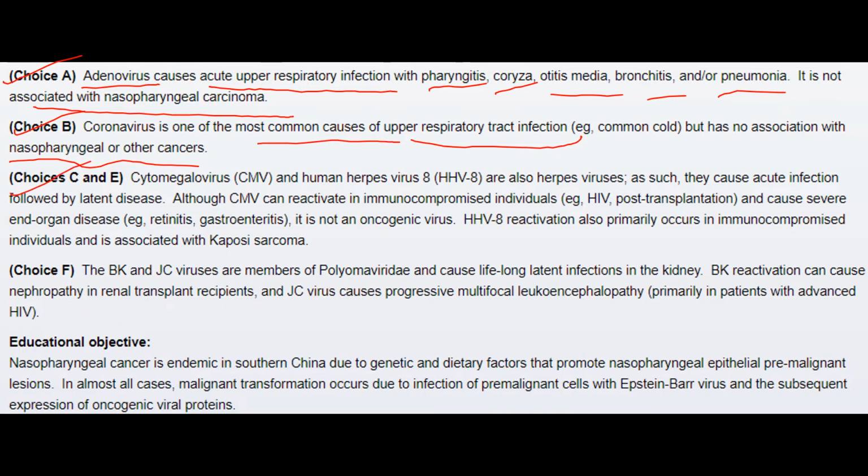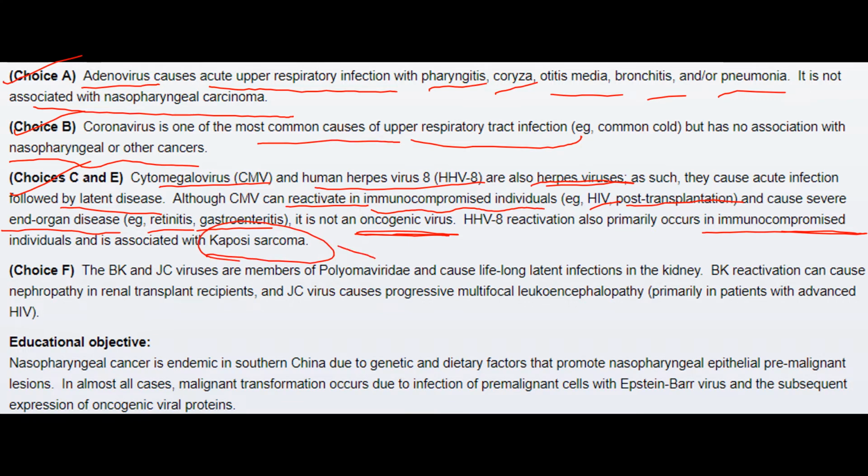In choices C and E, cytomegalovirus and human herpes virus are also herpes viruses. As such, they cause acute infection followed by latent disease, although CMV can reactivate in immunocompromised individuals, for example HIV patients or post-transplantation patients, and cause severe end organ disease like retinitis and gastroenteritis. It is not an oncogenic virus. Similarly, HHV8 reactivation also primarily occurs in immunocompromised individuals, but it is associated with Kaposi sarcoma and not nasopharyngeal carcinoma, hence it was inappropriate.